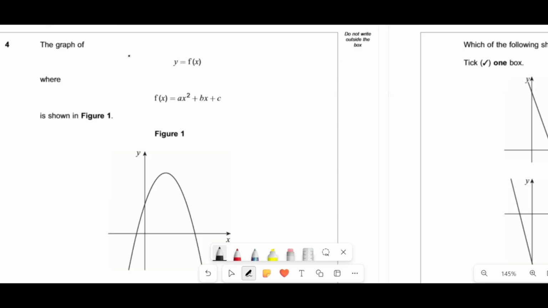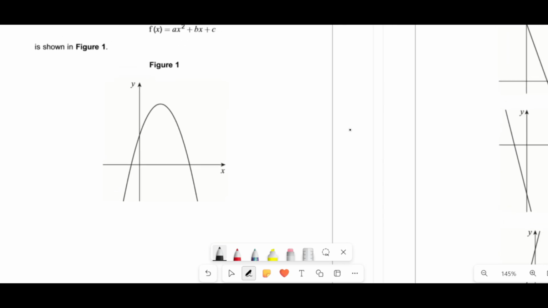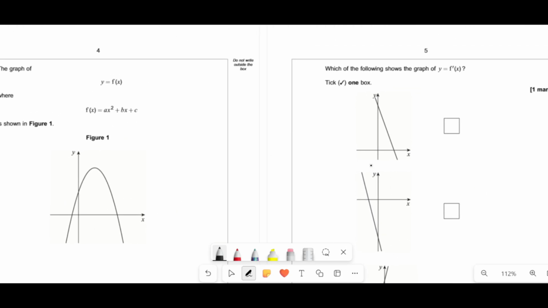So now it shows the graph of y equals f of x, where f of x equals ax squared plus bx plus c, is shown in figure 1. And then what is it asking us to do? It is asking us to show the graph of y equals f dash of x. So they've told you that this curve is y equals ax squared plus bx plus c. However, we can see that this is a quadratic that's upside down. It's not your usual happy face parabola. So that means that this a is actually negative.